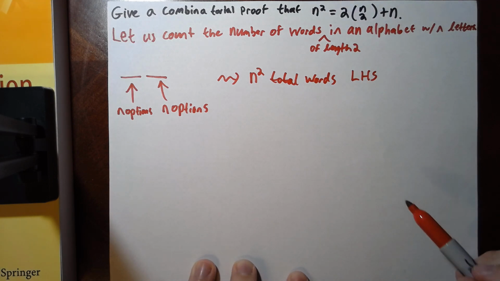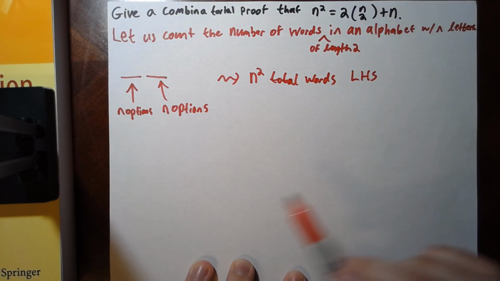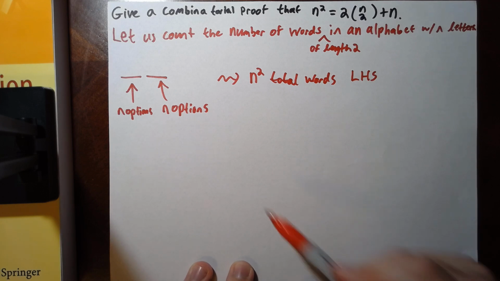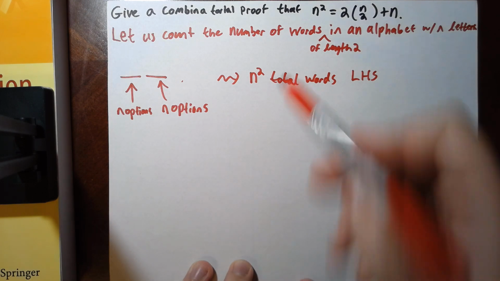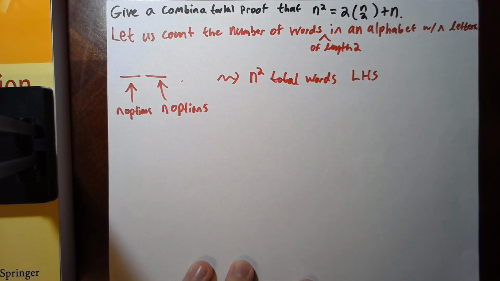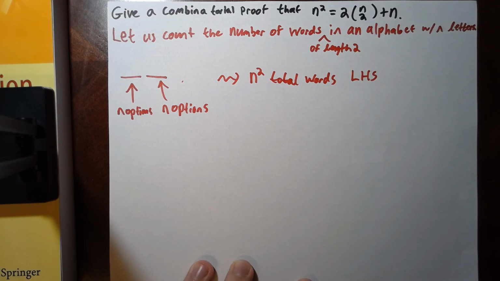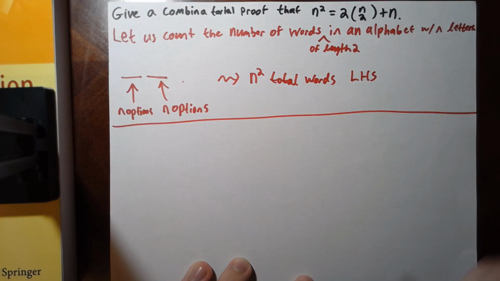So the left-hand side, the n squared, we're going to think of this as how many words are there of length 2 if we have n options for each. Because you have n options for the first one, n options for the second one, multiply them together, that gives you n squared options. Cool.